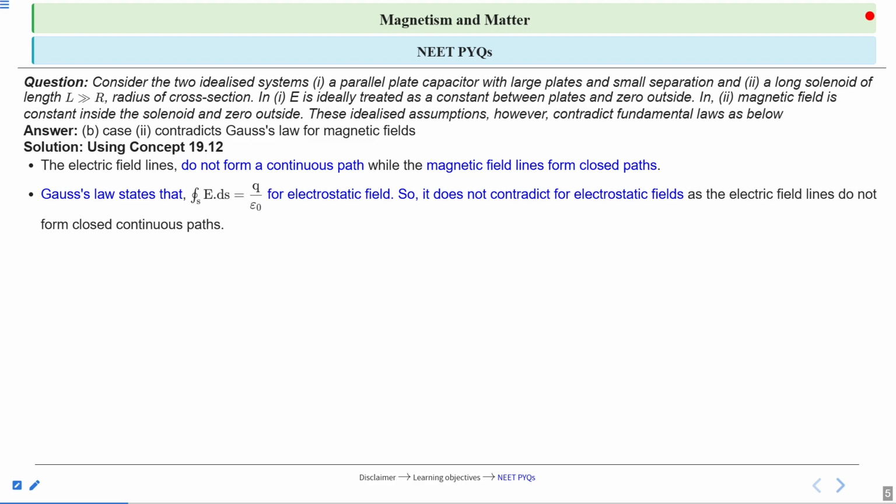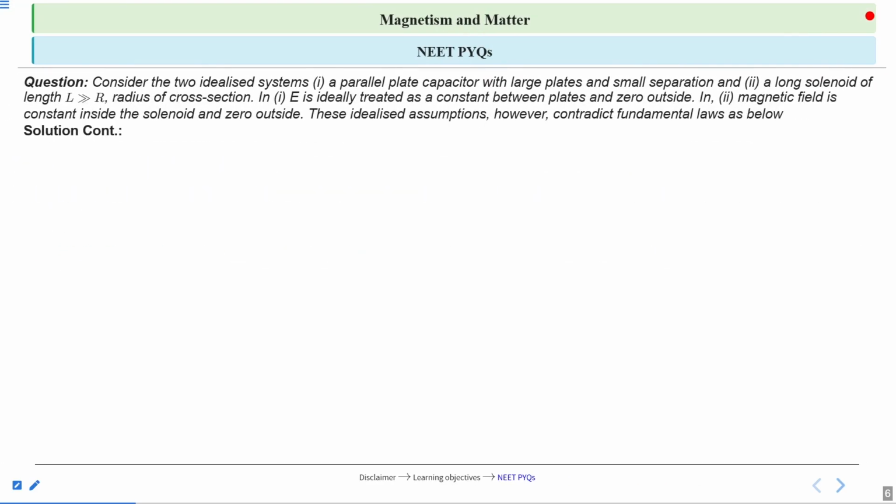That's why it does not contradict the electrostatic field, as the electric field lines do not form closed continuous paths. But according to Gauss law in magnetic field, magnetic flux, that is B dot ds over a closed surface, is always zero, because inward flux is equal to outward flux. Monopoles do not exist. If we enclose any surface around a magnet or any magnetic dipole, there will be both the poles, north and south.